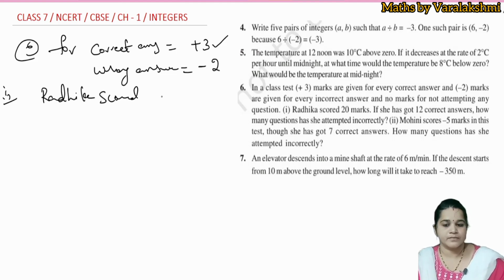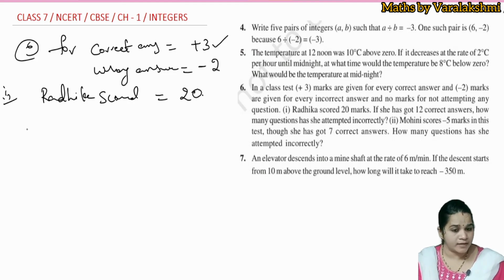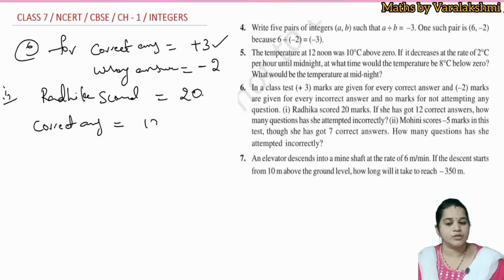Okay, Radhika scored 20 marks. If she had got 12 correct answers, how many questions has she attempted incorrectly? Correct answers are 12, which means they are providing 3 marks for each question. So she got 12 into 3, that is equal to 36 marks. But she scored 20 marks on the whole. So the remaining marks she has lost for wrong answers, right?